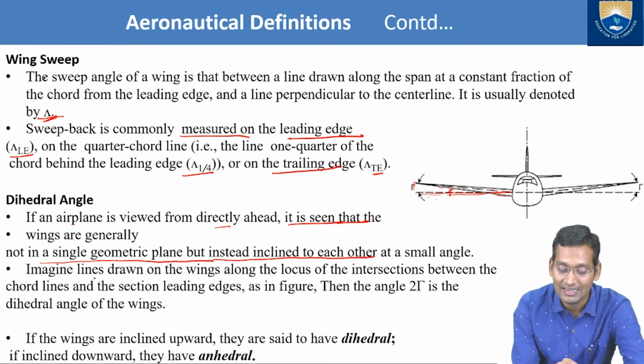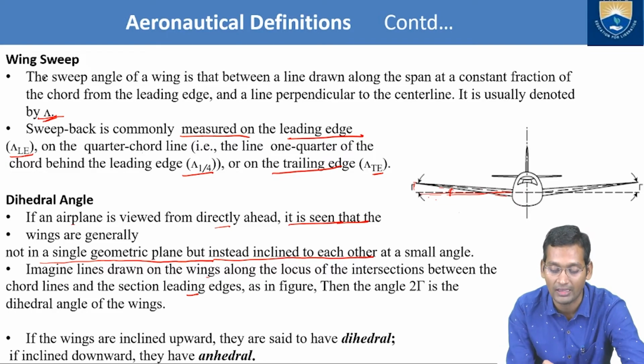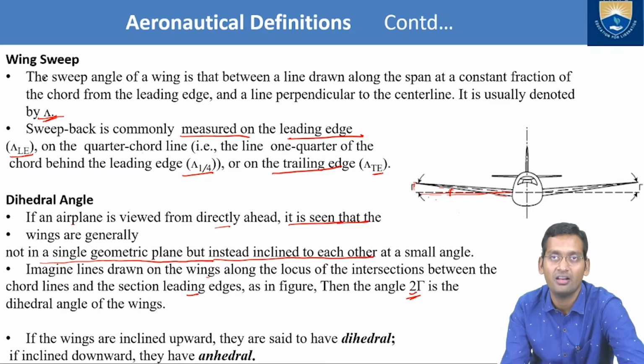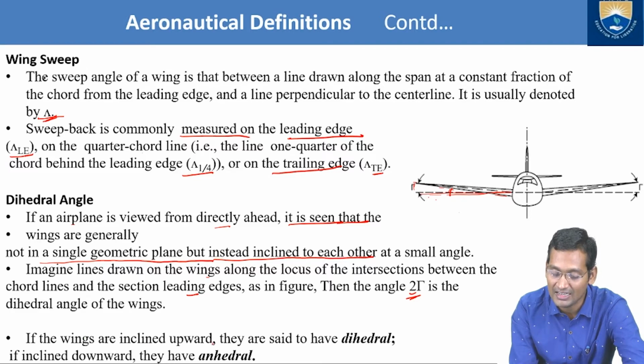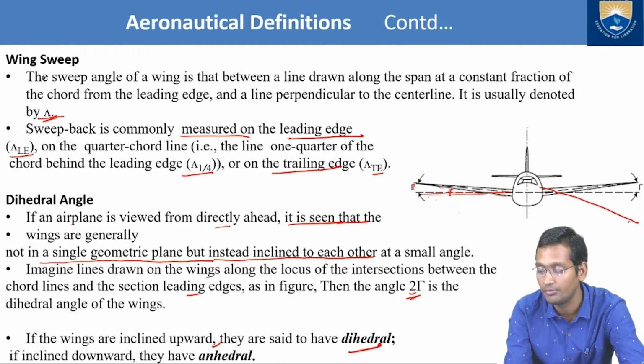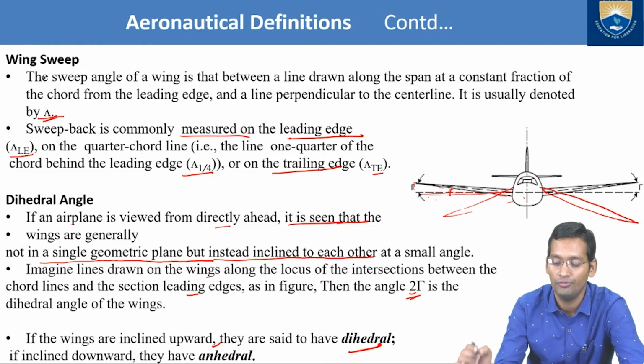Imagine a line drawn on the wings along the locus of intersection between the chord lines and the section leading edge. From this chord line to this one, whatever the angle is there, that angle is 2 tau. If 2 tau is there, then we can say it's the dihedral angle of the wing. So if the wing is inclined upward, then it is said to be dihedral. If the wing is like this, downward, then we can say this is an anhedral wing type.